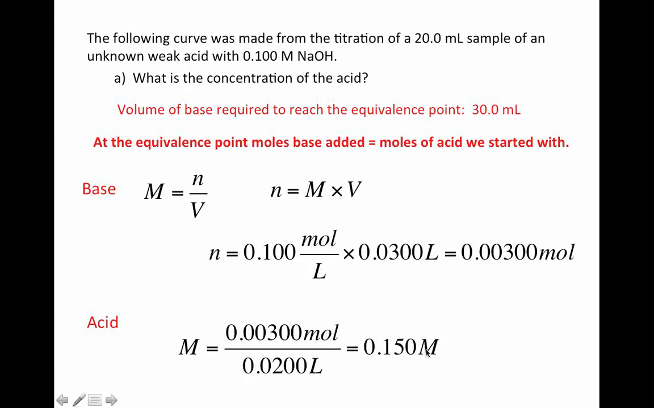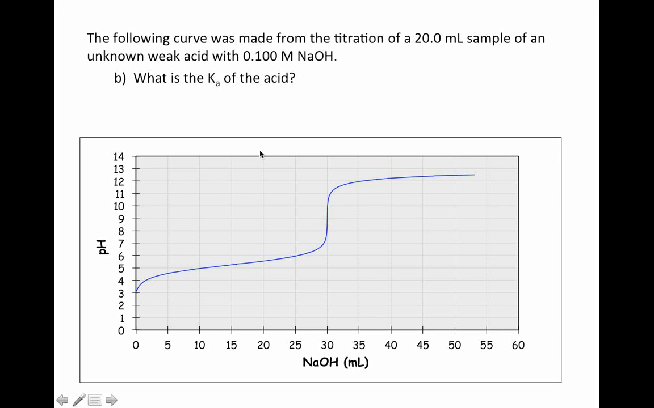All right, let's look at the second question they ask. So the second thing I want to know is, what is the Ka of the acid? And the way we answer that question is we use that at the half equivalence point, the pH is equal to the pKa of the weak acid. So if the equivalence point was at 30 milliliters, the half equivalence point will be at 15 milliliters. So I come to 15 milliliters and I look and see, okay, the pH is about 5.25. That's about the best I can do with the resolution that I have on this particular graph.